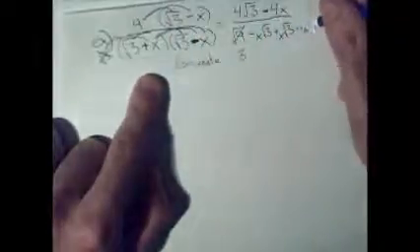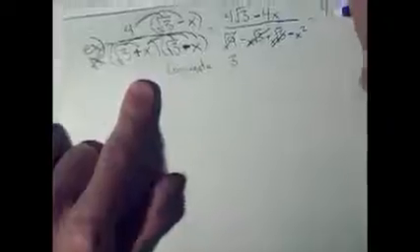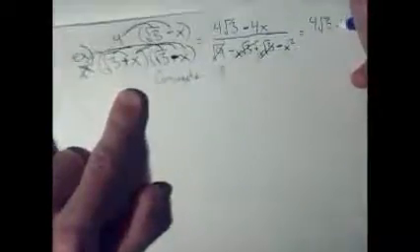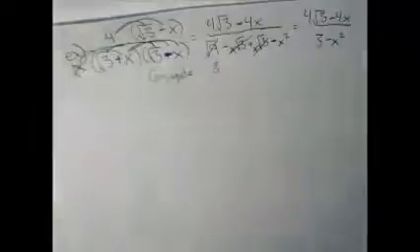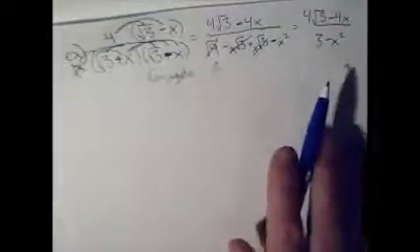Root 3 times root 3 is root 9, which ends up just giving me 3. Root 3 times negative x is negative x root 3. X times root 3 is plus x root 3. X times negative x is negative x squared. The middle term's going to cancel. That gets rid of all my radicals, and what I have is 4 root 3 minus 4x all over 3 minus x squared. And what I end up with is all of my radicals are out of the bottom.